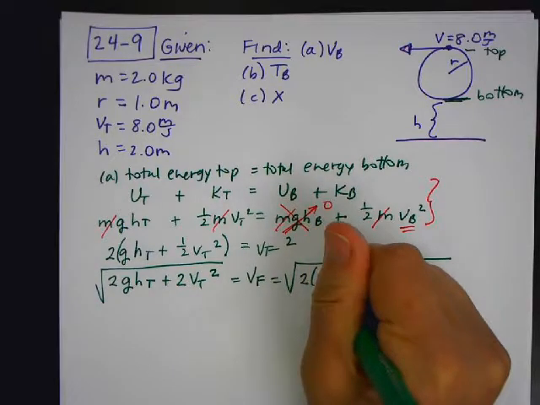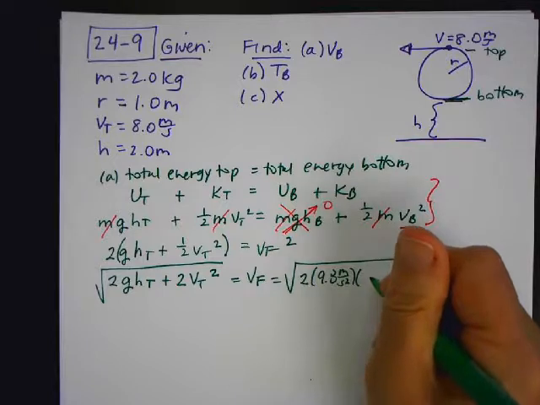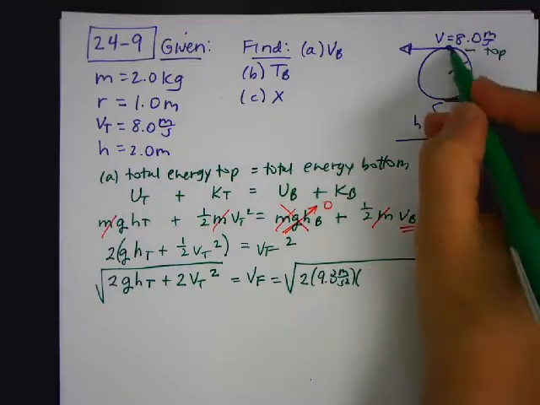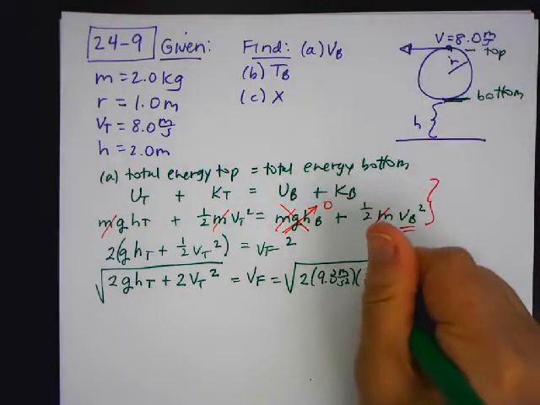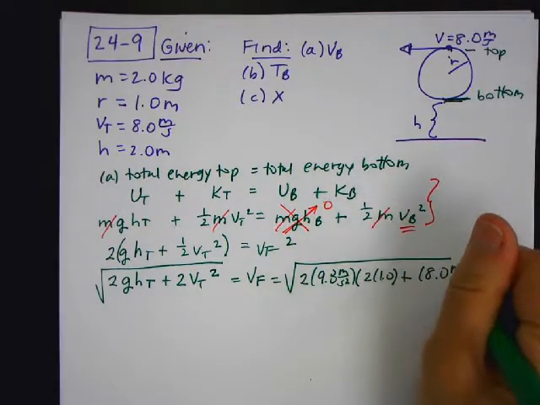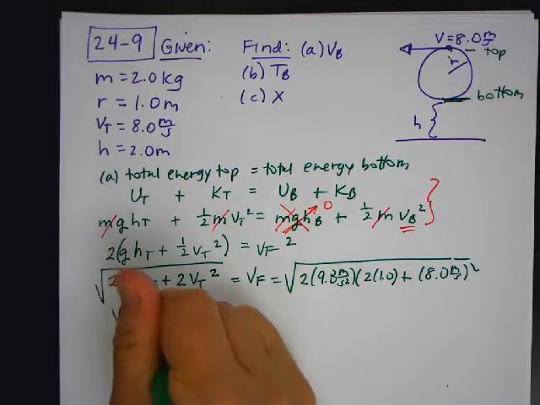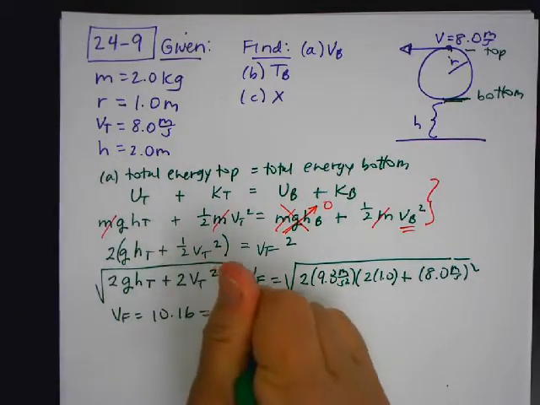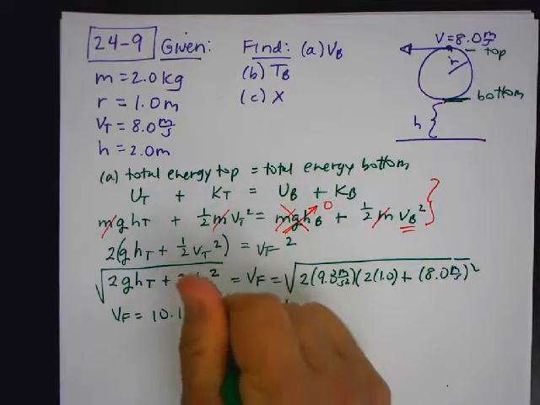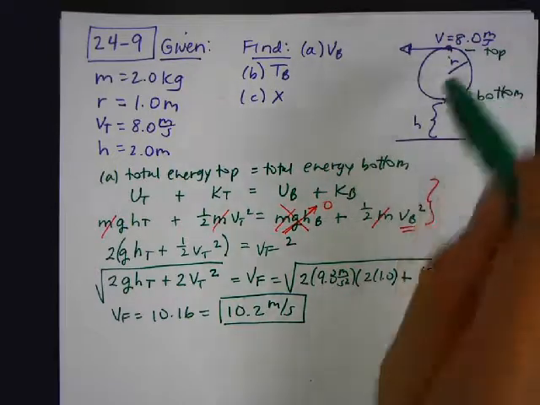So 2 times 9.8 times the height, which is from here to here, so that's 2 times 1, because the diameter is 2, plus 8 squared. When you do this on your calculator, VB comes out to be 10.16, which is going to be 10.2 meters per second. So all we did was conservation of energy between the top and the bottom.